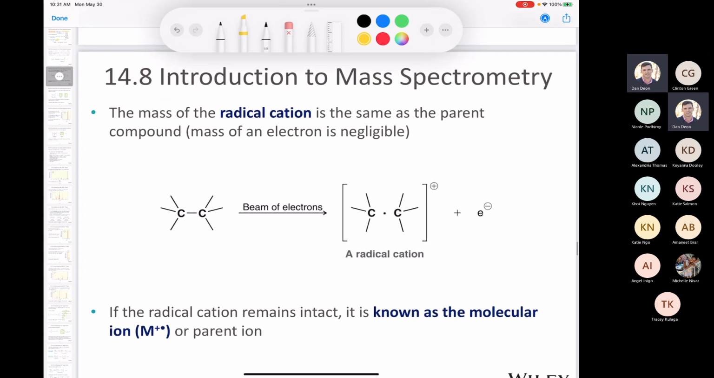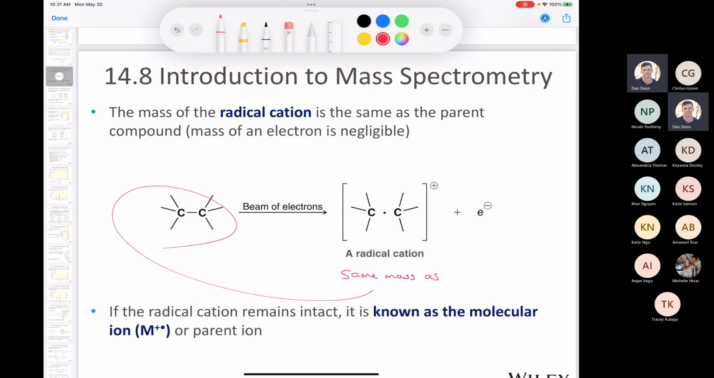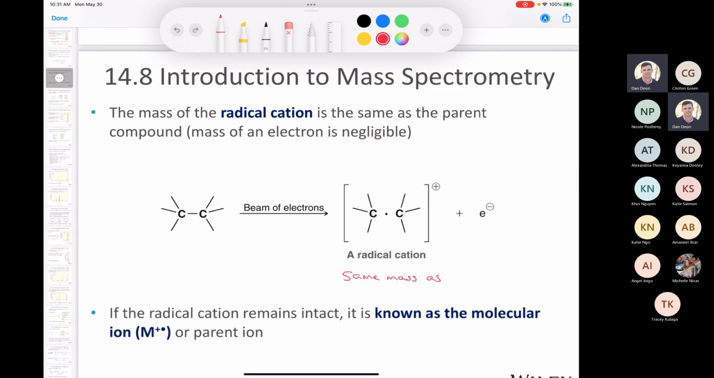The mass of the radical cation is the same as the parent compound. So again, the radical cation has the same mass as the parent. Why would that be? Because an electron has such a small mass that when you lose one electron, it has such a small effect on the mass that we can basically negate it. If you go back to your general chemistry 1 days, an electron is roughly 2,000 times lighter than a proton. So it doesn't affect the mass all that much. So same mass as parent.